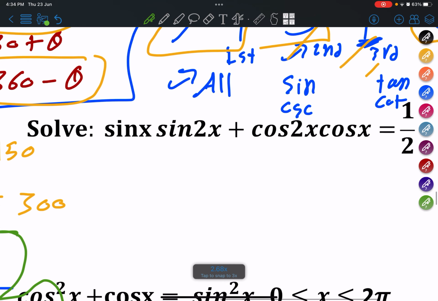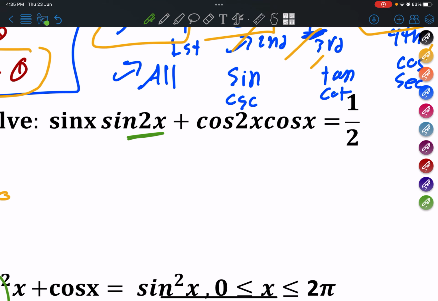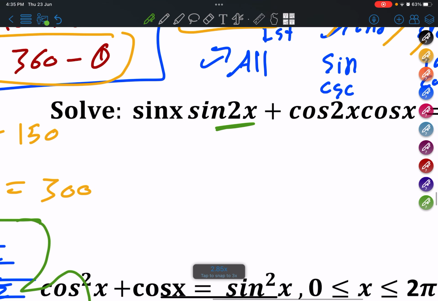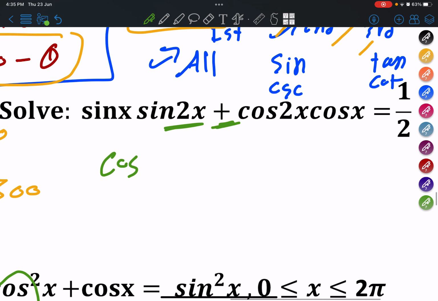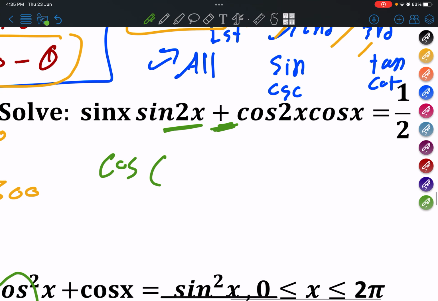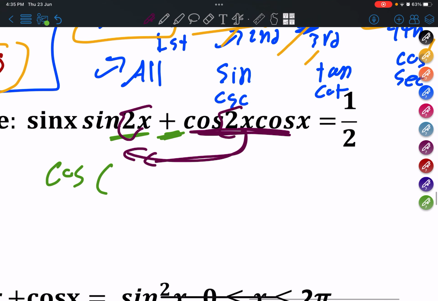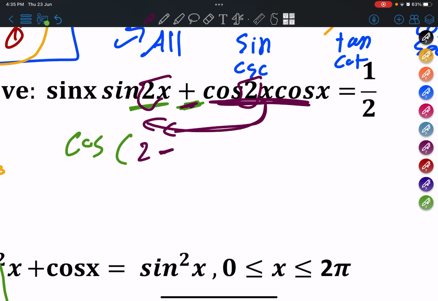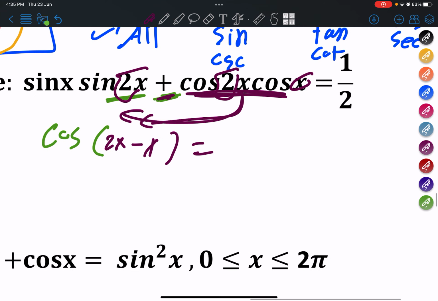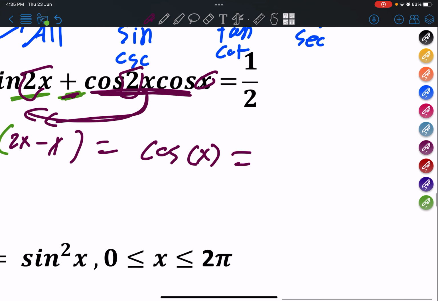fourth question. So what is sine x times sine 2x plus cosine 2x times cosine x? This is similar to the cosine formula, but since we have plus here, it should be minus. The cosine should be first, which means that a is going to equal 2x, minus x, because here we have plus, minus x. So this should be 2x minus x, which will give us cosine x, and this is going to equal 1 over 2.